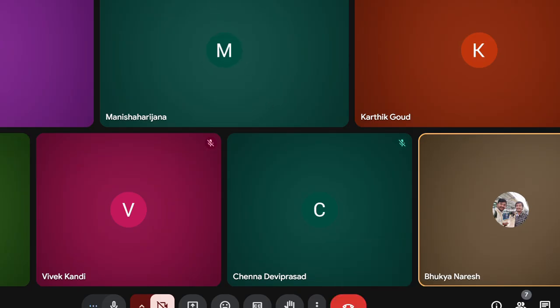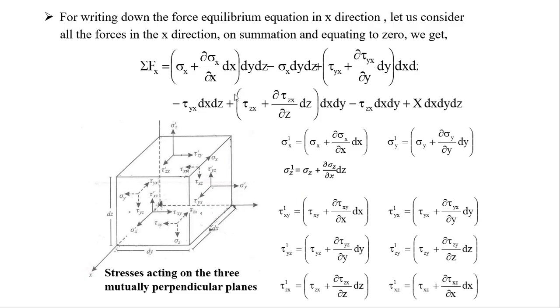Yes, sir. If you take these forces, similarly we have force in the z component, in the direction of z, which are parallel to the x-axis. You can see here at the bottom side tau zx, which is acting in the negative x direction, and the surface on which it is acting is dy into dx.